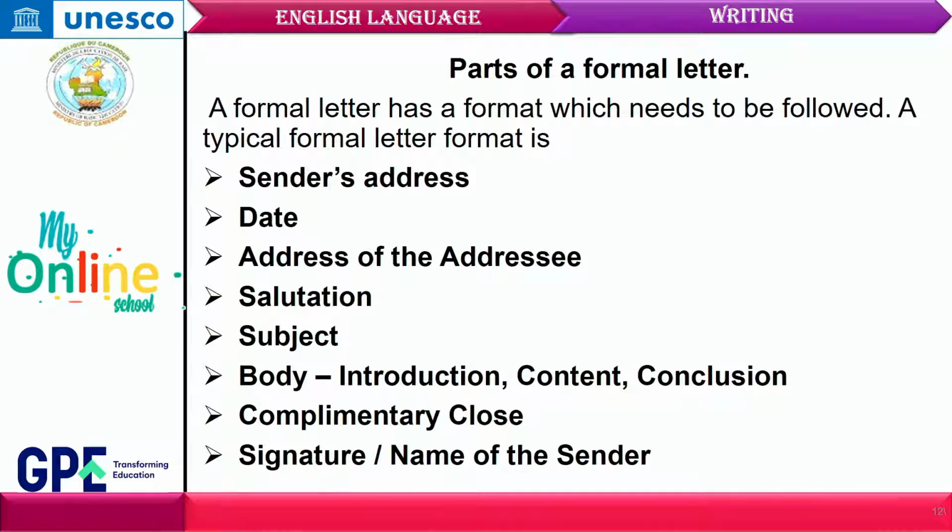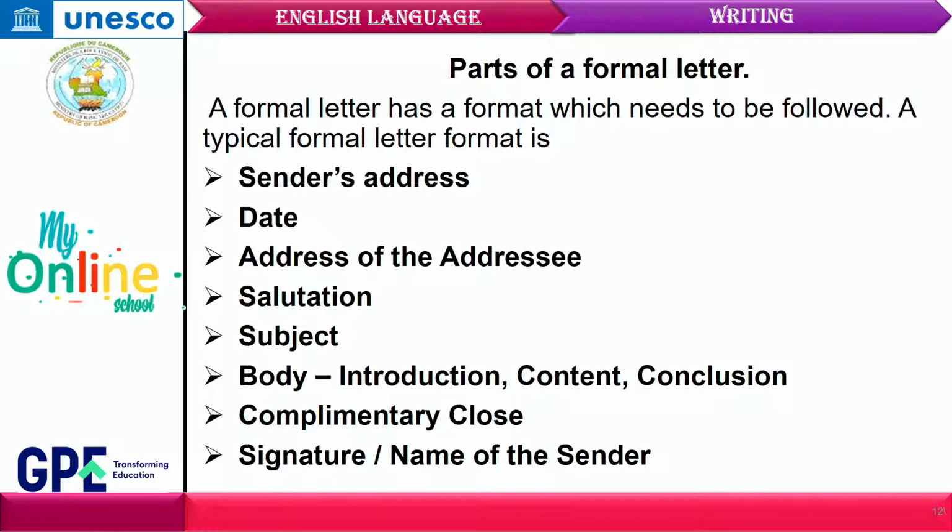Now, what are the various parts of a formal letter? A formal letter has a format which needs to be followed. A typical formal letter will have this format. You start with the sender's address, the date on which the letter is written, and the address of the addressee. The addressee is the person to whom the letter is being written.